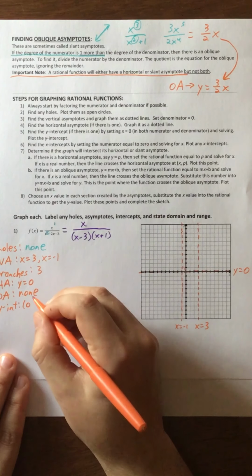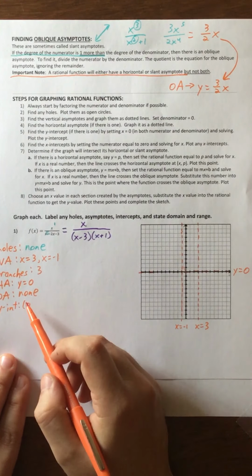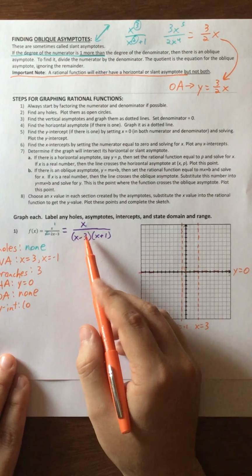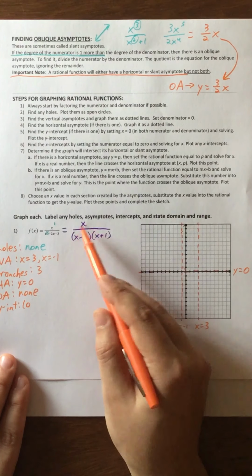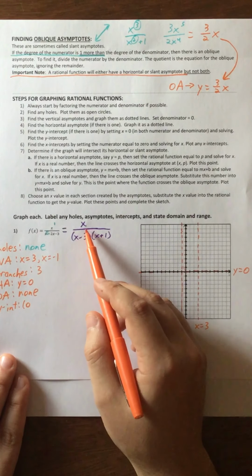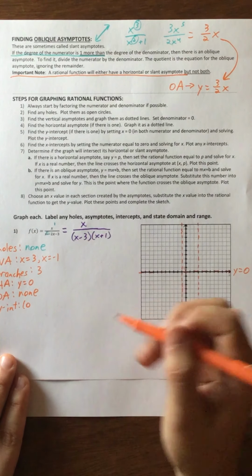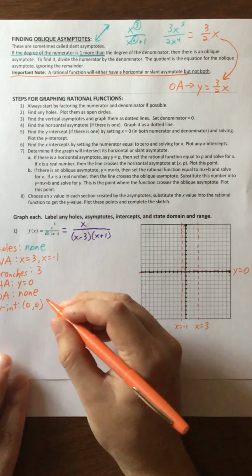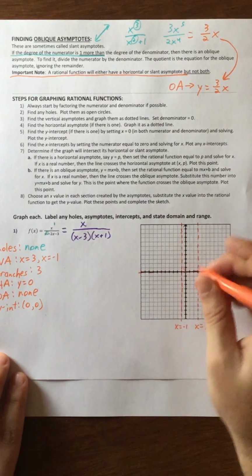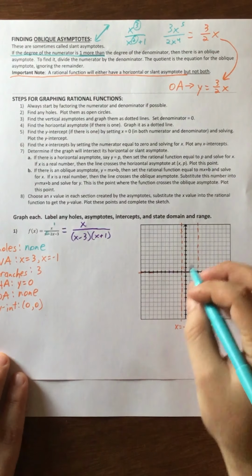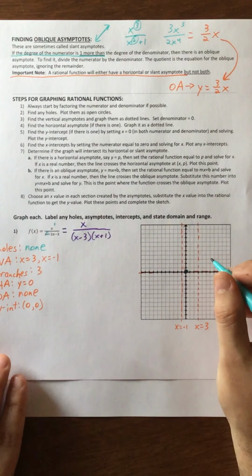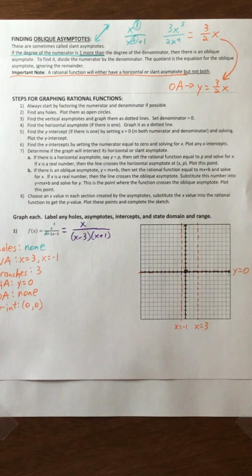When I plug 0 into my function, and you want to use your factored function, okay? Everything I'm going to use is for this. Plug 0 in, I'm going to get 0. I'm not going to show all the work there, but you would do the calculation when you plug in 0 for x.